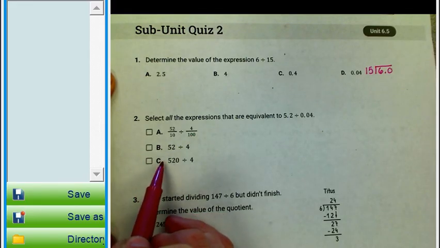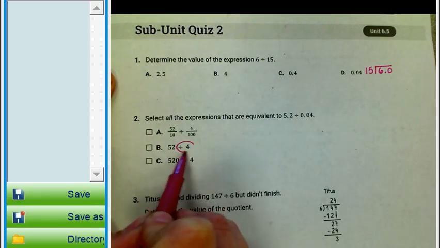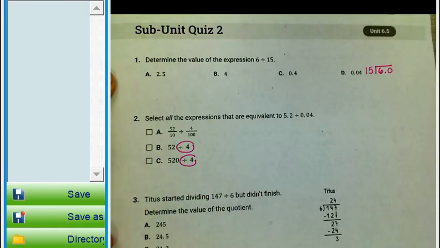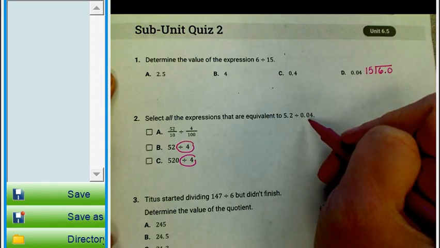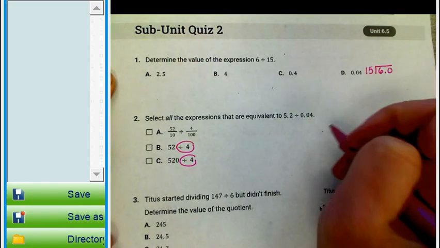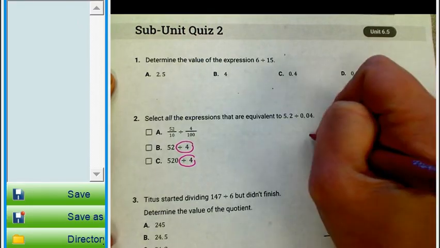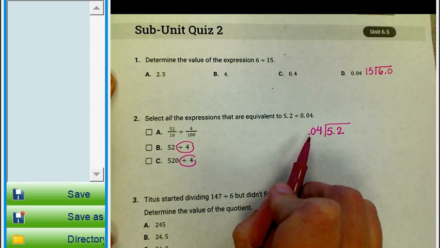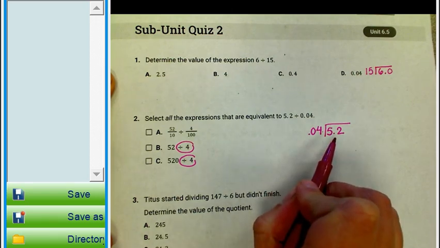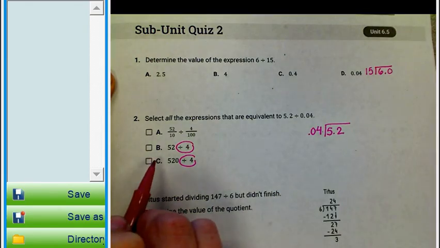Looking at B and C, I see it's taking both of them to look at whole numbers. I see in both B and C, it's divided by 4. So think about how would I change my 0.04 to be 4? And remember that when I set it up inside my tower, 5.2 divided by 0.04, whatever I do to the 0.04, I need to also do the same thing to 5.2. Show your thinking for that, and then see which one it is.